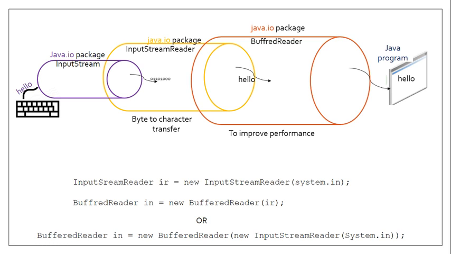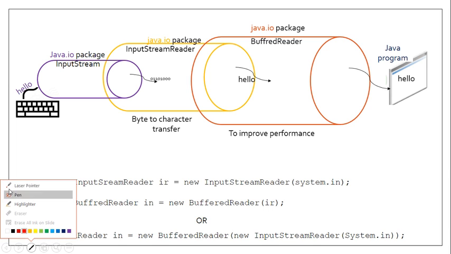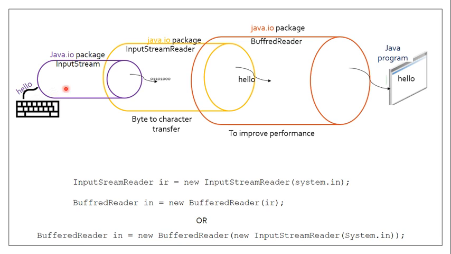Similarly, the data is moved from the keyboard to the Java program. Okay, so there are different classes which are helping us to move data from the source to the destination. So what are these classes? Namely, the first one, InputStream, then the InputStreamReader, and then BufferedReader. These classes are helping us to move the data from source to the destination.